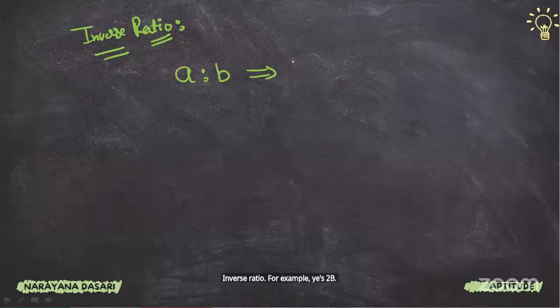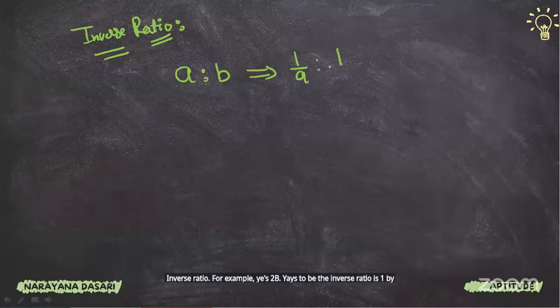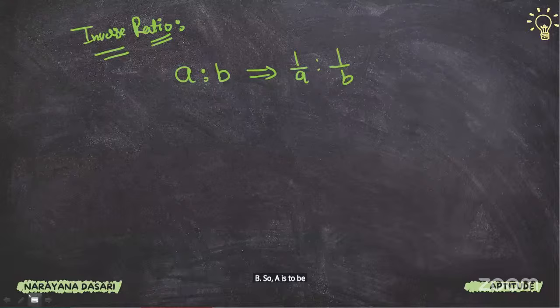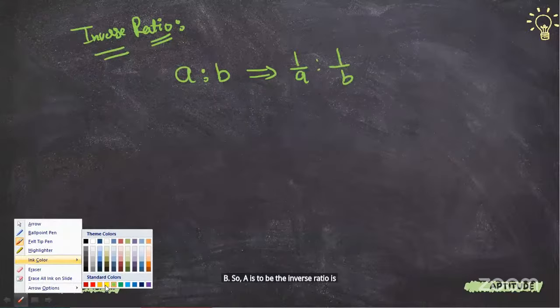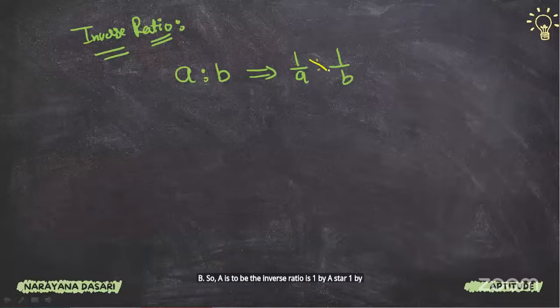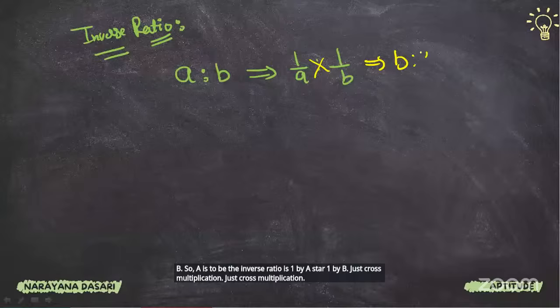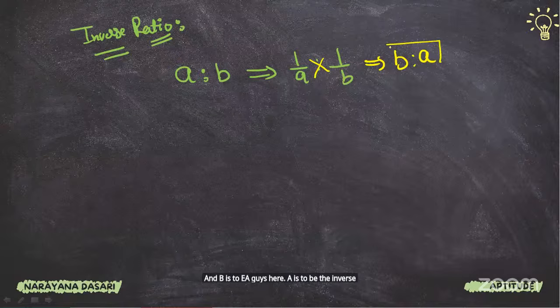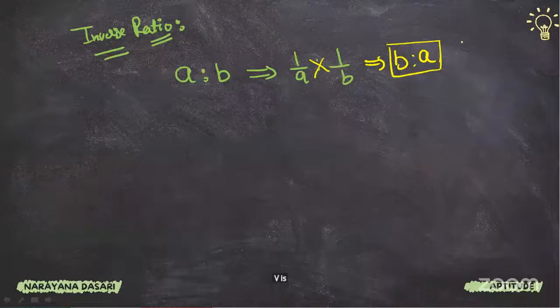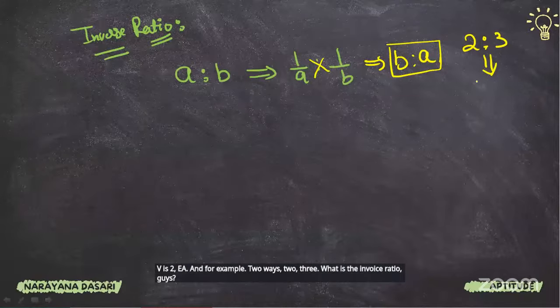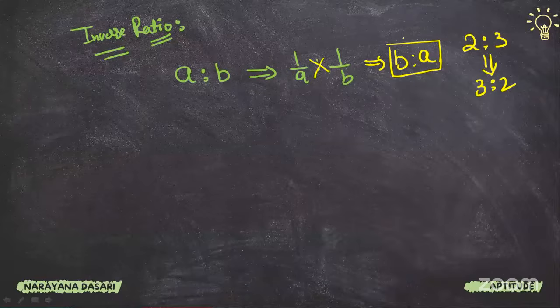A is to B. The inverse ratio is 1 by A is to 1 by B. Just cross multiplication. Then B is to A, guys, here. A is to B. The inverse ratio is how much, guys? B is to A. And for example, 2 is to 3. What is the inverse ratio, guys? 3 is to 2.